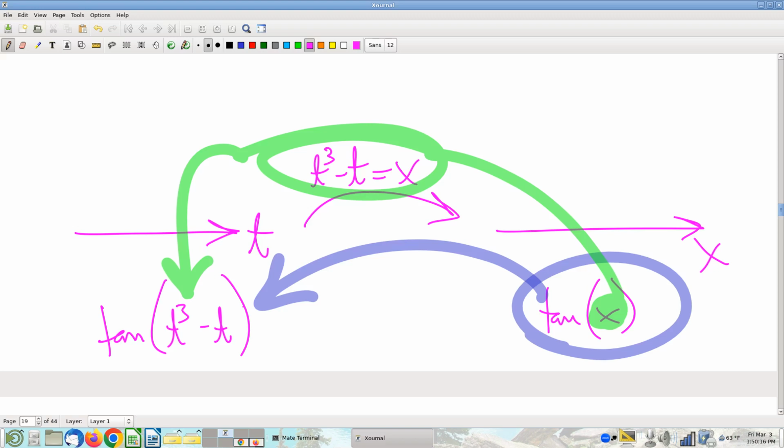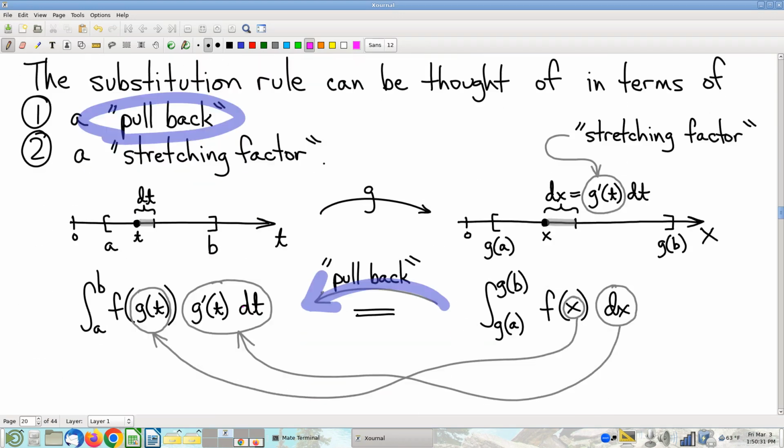Does everybody buy it? Everybody see what I'm talking about? I mean, once you see it, it's really not that deep of a point. This is just what happens when you plug in. I'm just making that observation explicit. Okay. So that's the way I want to view what's happening here with the substitution rule.